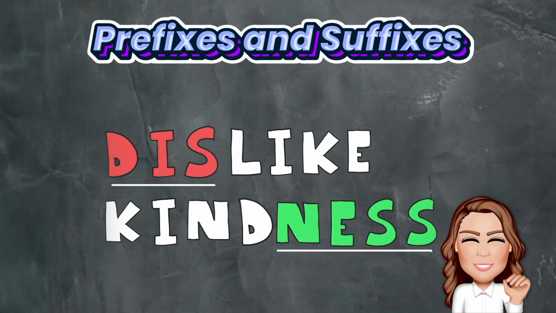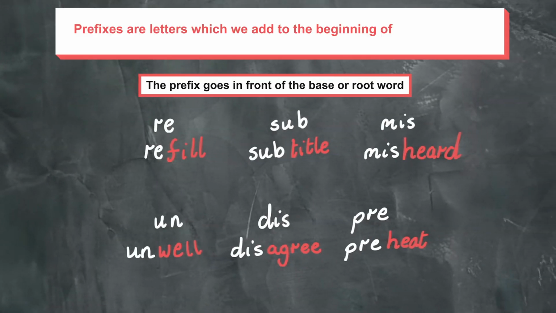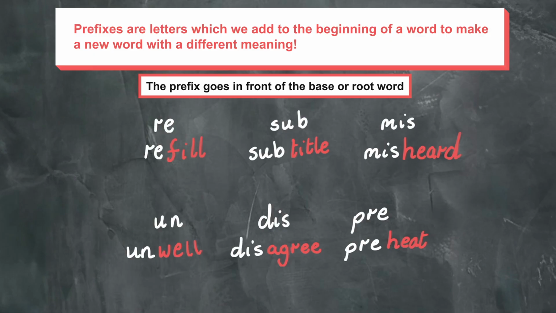Let's get to work. In this video, we are going to focus on prefixes and suffixes. Prefixes are letters which we add to the beginning of a word to make a new word with a different meaning. The prefix goes in front of the base or root word. Below we can see some examples of prefixes. We have re, sub, miss, un, dis, and pre.